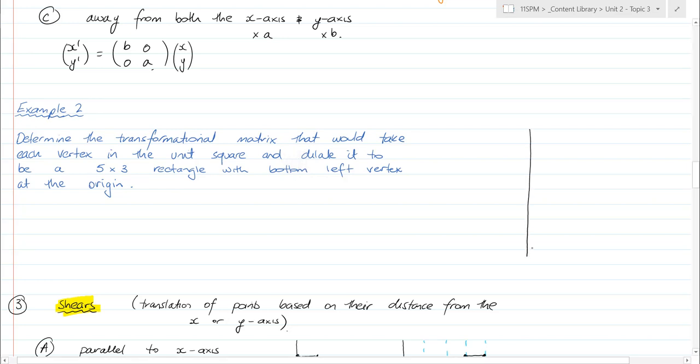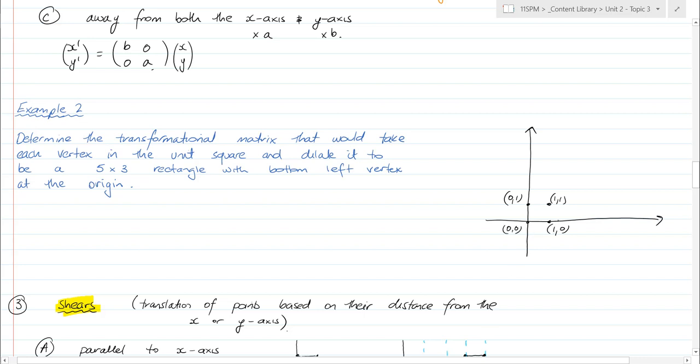That's not too hard, I think. So the unit square looks like this. There's my graph. Here's the unit square. That's 1, 1. That's 0, 1. That's 1, 0. And this is 0, 0 here.